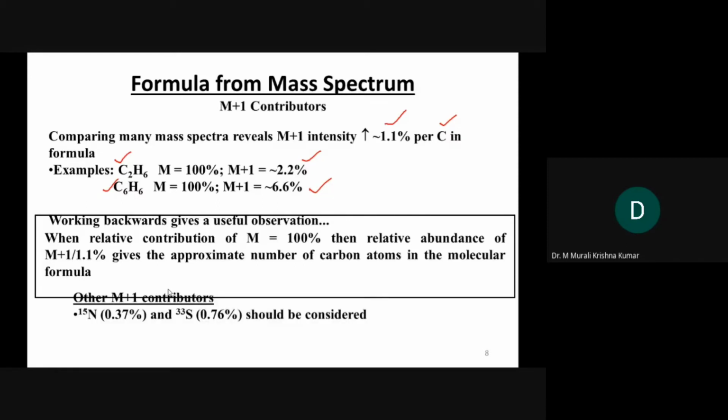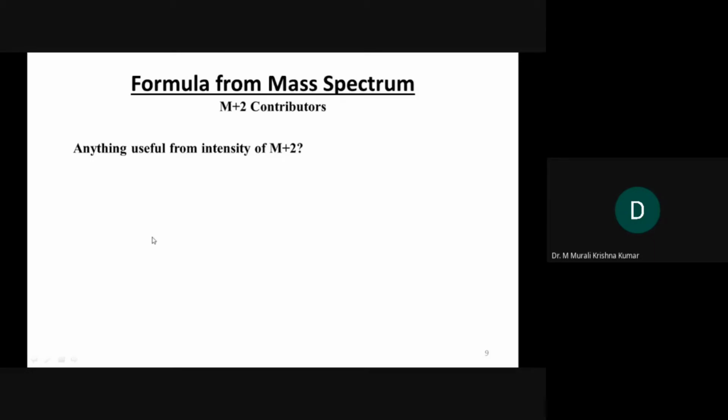Other M plus 1 contributors, just now we have seen nitrogen is a contributor, but the percentage is 1/3 that of carbon, so it is only 0.37%. And sulfur also is a very, very important contributor, approximately 0.76%. Silicon is also there. Silicon, we hardly find in organic compounds in the drug category. Hydrogen, deuterium is there, but it's very, very less as far as percentage is concerned. Oxygen 17 is also very, very less, so they are ignored. So that is about the M plus 1 contributions.